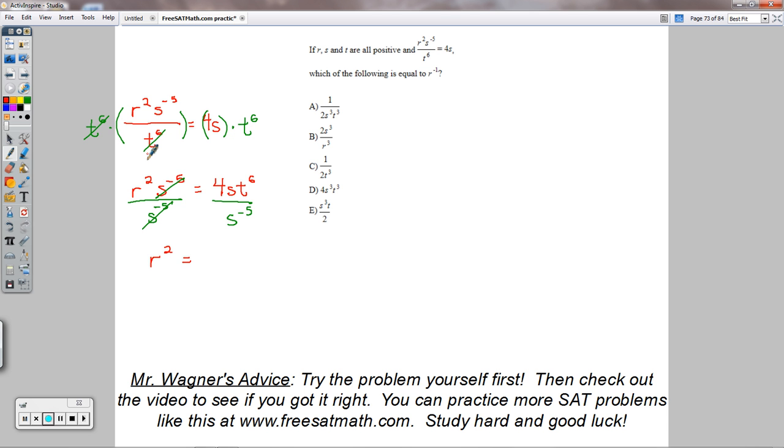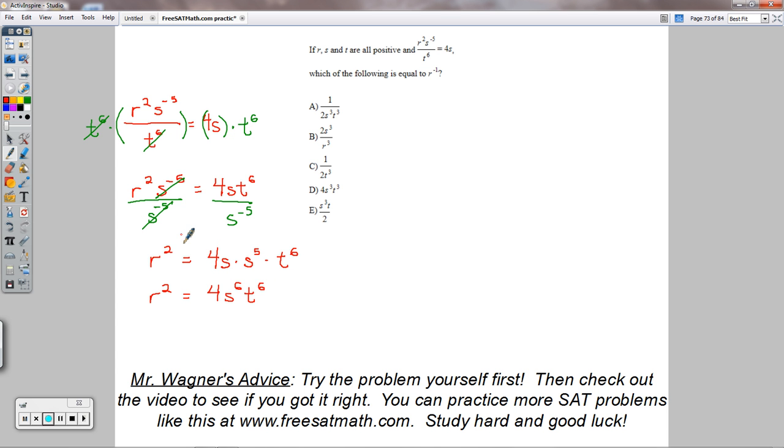is equal to, and remember with negative powers, hopefully you remember this, you can switch the place in the fraction and make them positive. So this is the same thing as saying 4 times s to the fifth. I just flipped the place in the fraction and made it positive, times t to the 6th. I can put that all together to get 4s to the 6th power times t to the 6th power.